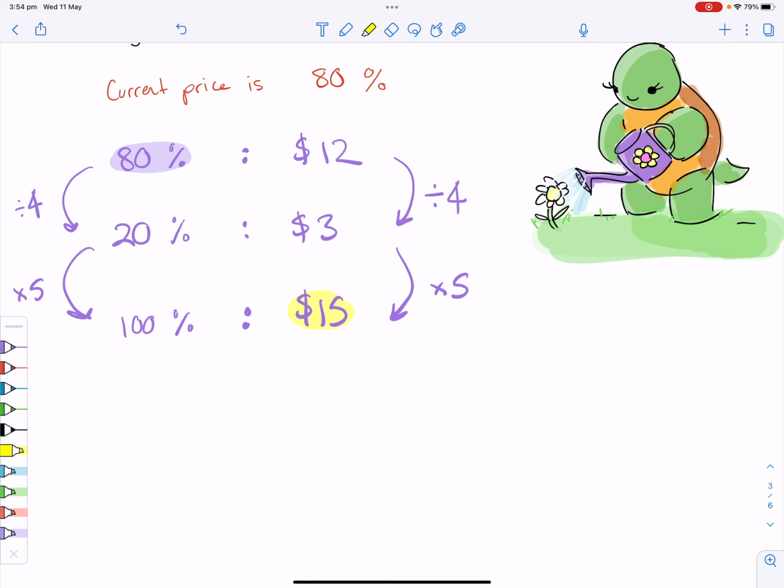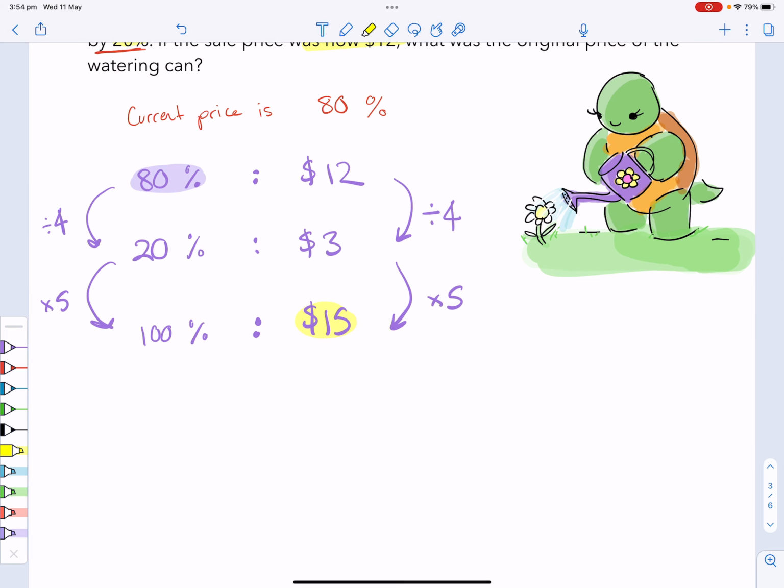So a slight modification of the unitary method. The modification step I've made here is I decided not to go all the way down to 1%, because on this occasion it did seem simpler to solve if I carried it down to some number that was more easily converted up to 100, which also allowed me to do some maths that's a little bit easier in my brain here.